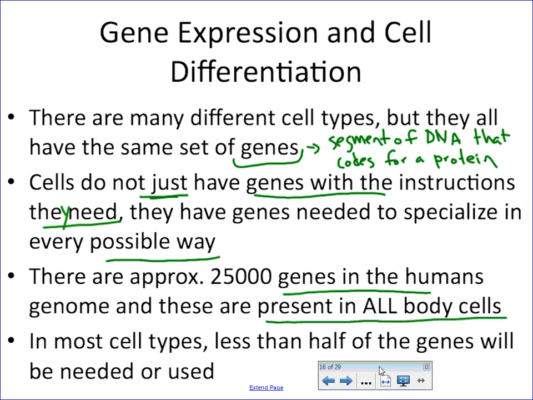In most cell types, less than half of the genes will be needed or used. So when a cell differentiates, it doesn't use all of the DNA in its nucleus. It only uses a small part of the DNA.